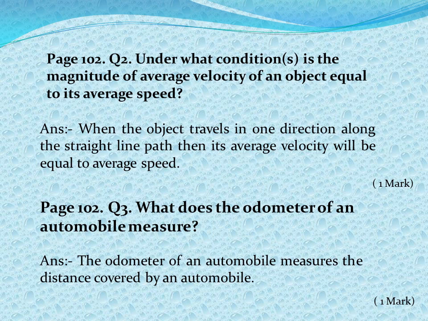Page number 102, question number 3. What does the odometer of an automobile measure? Answer: The odometer of an automobile measures the distance covered by the automobile.